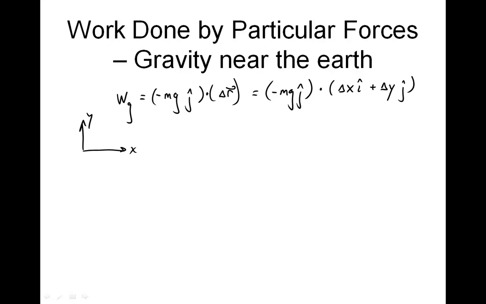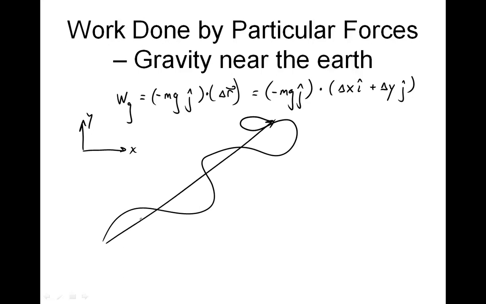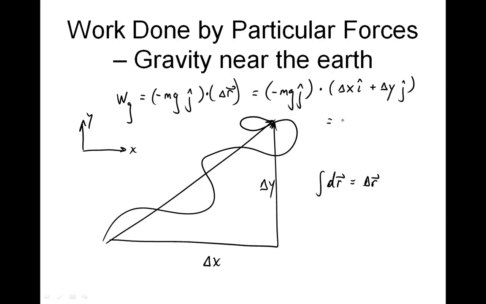Doesn't matter how I get there. My path could be convoluted, but my delta r has a specific value. Here's delta x, and here's delta y. Doesn't matter how I got there, that's my displacement. The force is constant, so it comes out of the integral. And so when I do my integration, it's just the integral of dr, and that's just delta r. So this becomes minus mg times delta y.